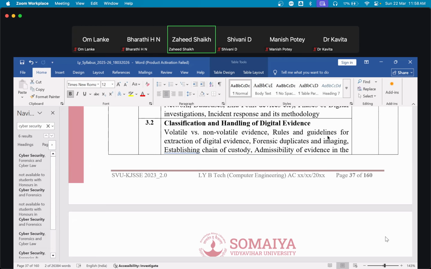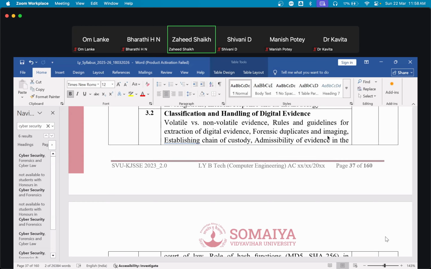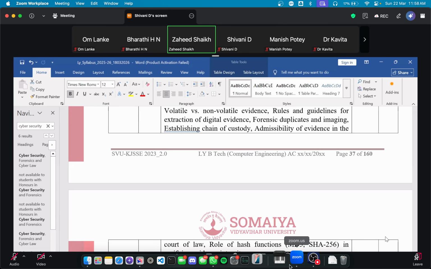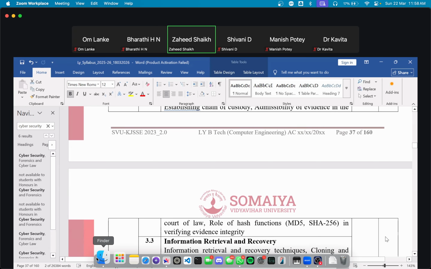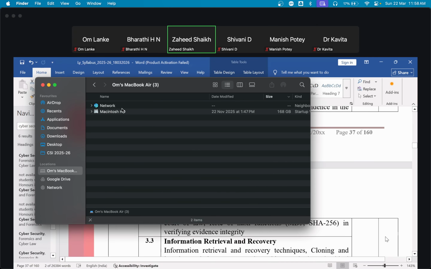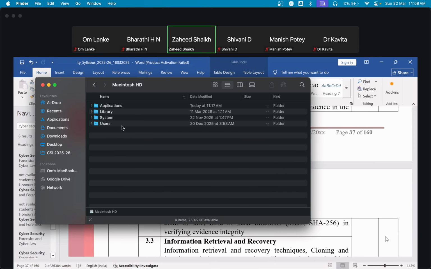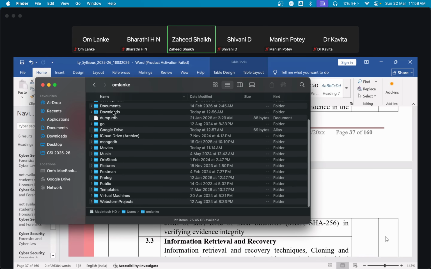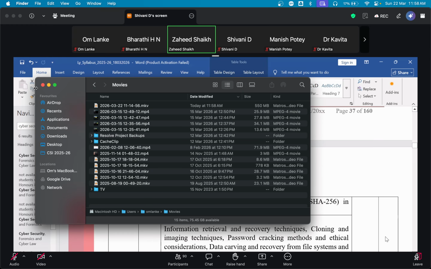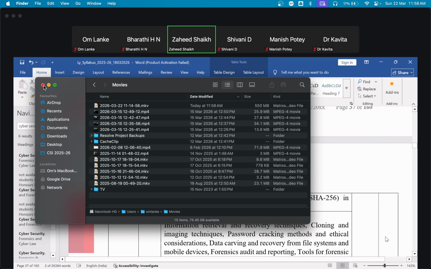There are different mechanisms, or you can say standard guidelines, for procuring evidence to make sure that the evidence is presentable in the court of law. That is admissible evidence. So basically, how do we establish a chain of custody? How do we establish the evidence in a way that it can be presented in the court of law and, more importantly, accepted in the court of law? All those techniques and methods get covered here.